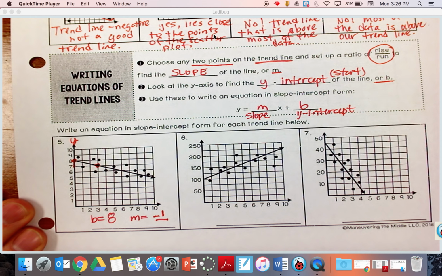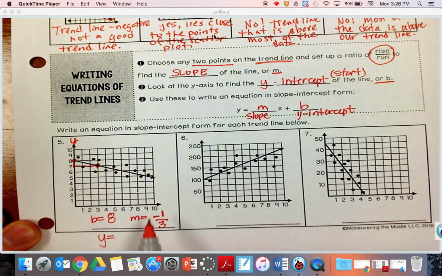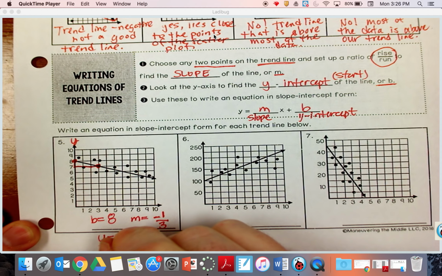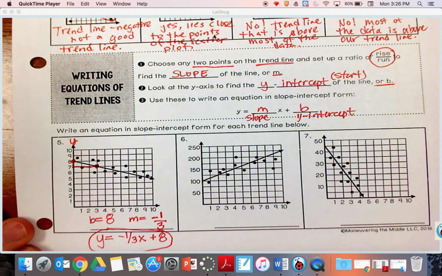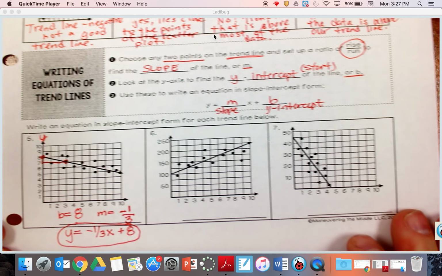Now I can just put it all together, and I have my y is equal to my slope, which I found was -1/3 x, plus my y-intercept, which is b, that I found to be 8. And I have my equation of my line right there. Okay? So that's one down. We'll look at number 6 here.